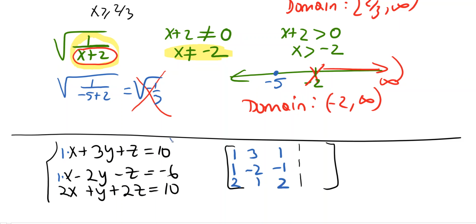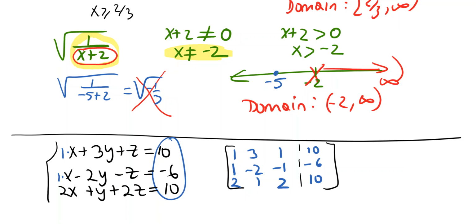And then you attach this column, 10, negative 6, and 10. So this is going to be your augmented matrix. This is the one that you've got to work on so that it has all ones on the diagonal and zeros below each diagonal one. I'll show you in a second.